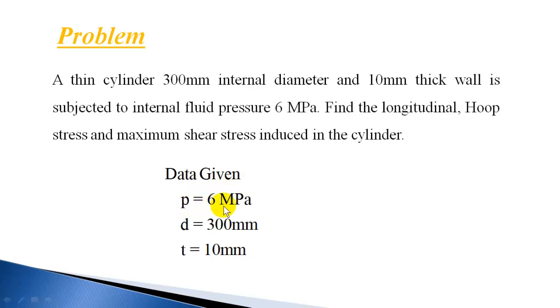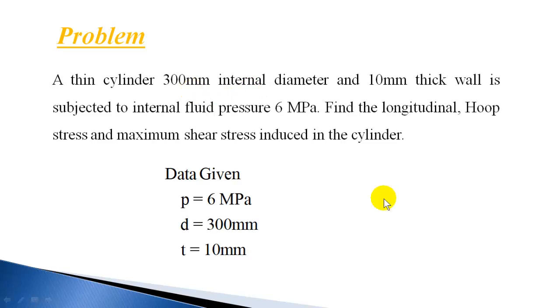So you are given the internal fluid pressure as 6 megapascal, internal diameter is 300 mm, and thickness of the wall is 10 mm. It is already stated as a thin cylinder, so you need not check the conditions. Usually the condition check will be on the internal radius. Internal radius is 150 mm, and 1/10 of the internal radius is 15 mm. If the cylinder wall thickness is less than 1/10 of the internal radius, then you can treat it as a thin cylinder. In this case, thickness 10 mm is less than 15 mm. Here this cross check is not required because it's already stated as thin cylinder. Irrespective of thickness, you have to treat this as a thin cylinder.